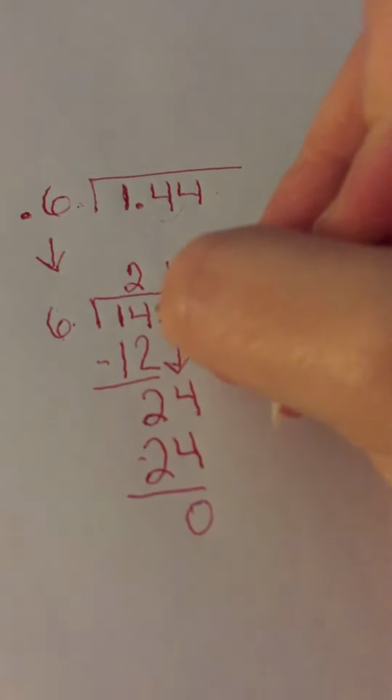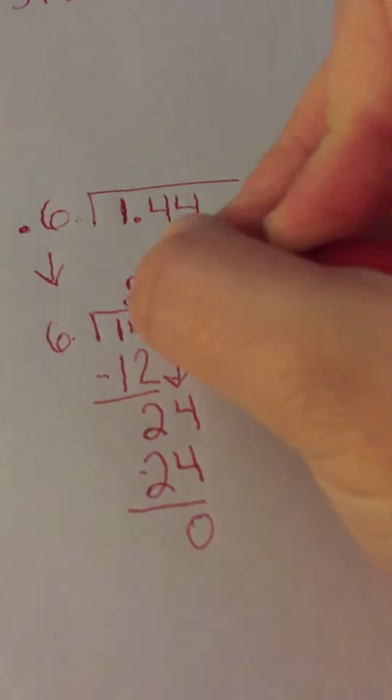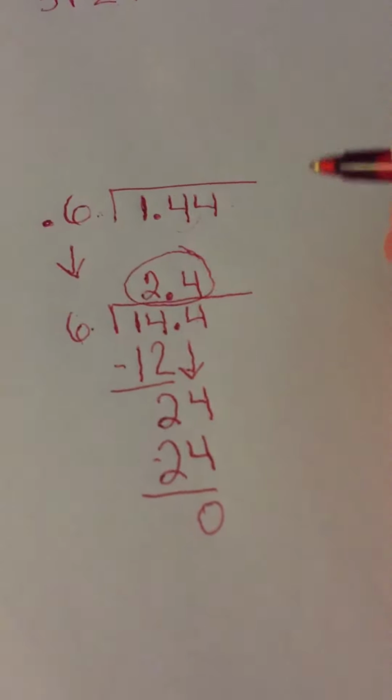Final step now is to take the decimal point and move it up into our answer. So our quotient is 2 4/10.